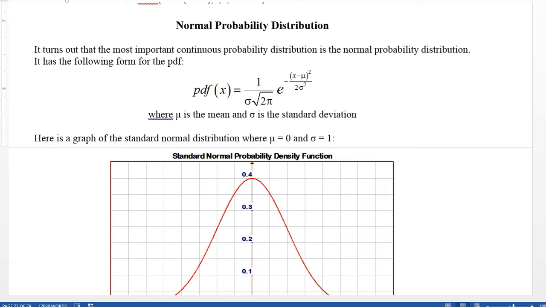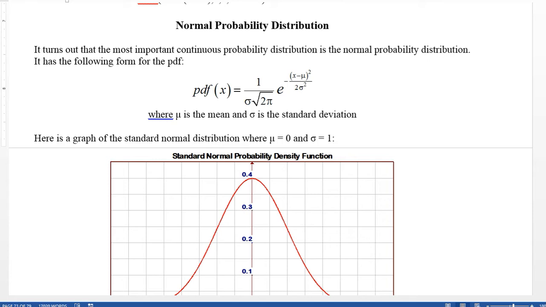In this video, we're going to talk just a little bit about the normal probability distribution. It turns out that the most important continuous probability distribution is the normal probability distribution. In fact, it's the most important probability distribution, period, and one of the most important functions in all of mathematics.